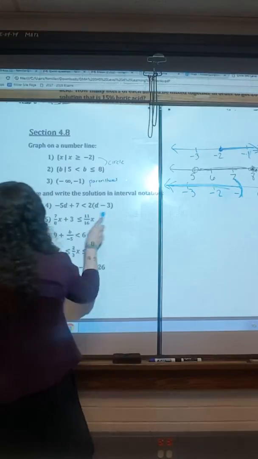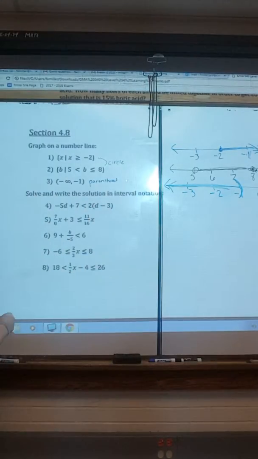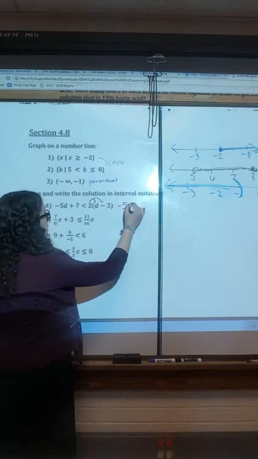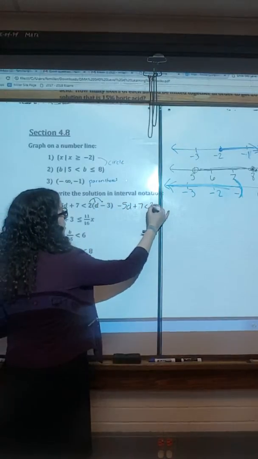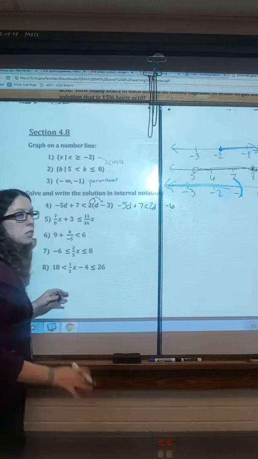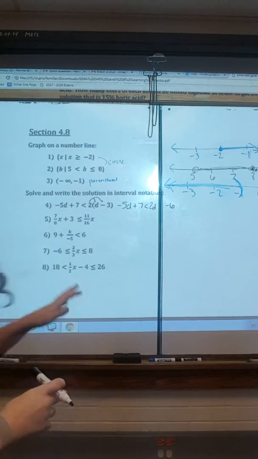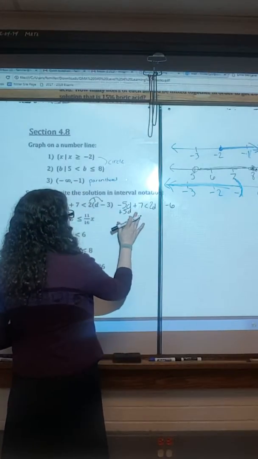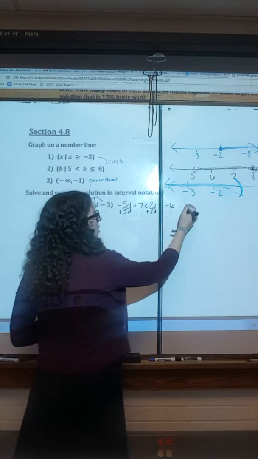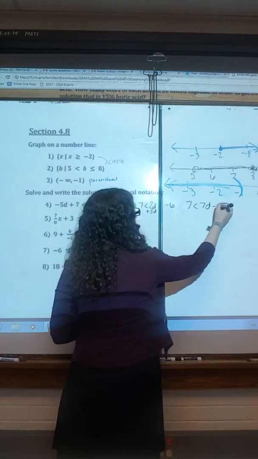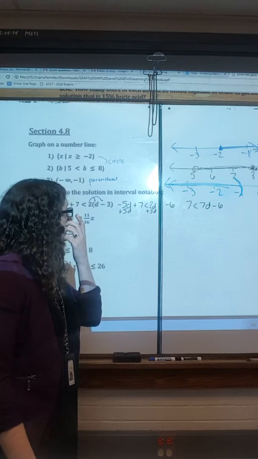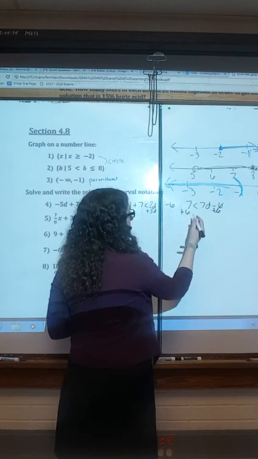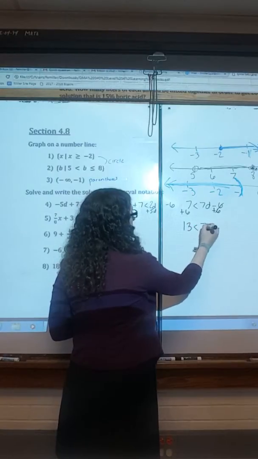So for number 4, to solve this one, what we need to do first is distribute. So I'm going to distribute out this 2. So I've got -5d plus 7 is less than 2d minus 6. So for right now, just think of it like an equation. So what I'm going to do is combine my like terms. So I'm going to go ahead and add 5d over. So I'd have 7 is less than 7d minus 6. And then I also need to go ahead and add 6 to the other side. So I'd get 13 is less than 7d.